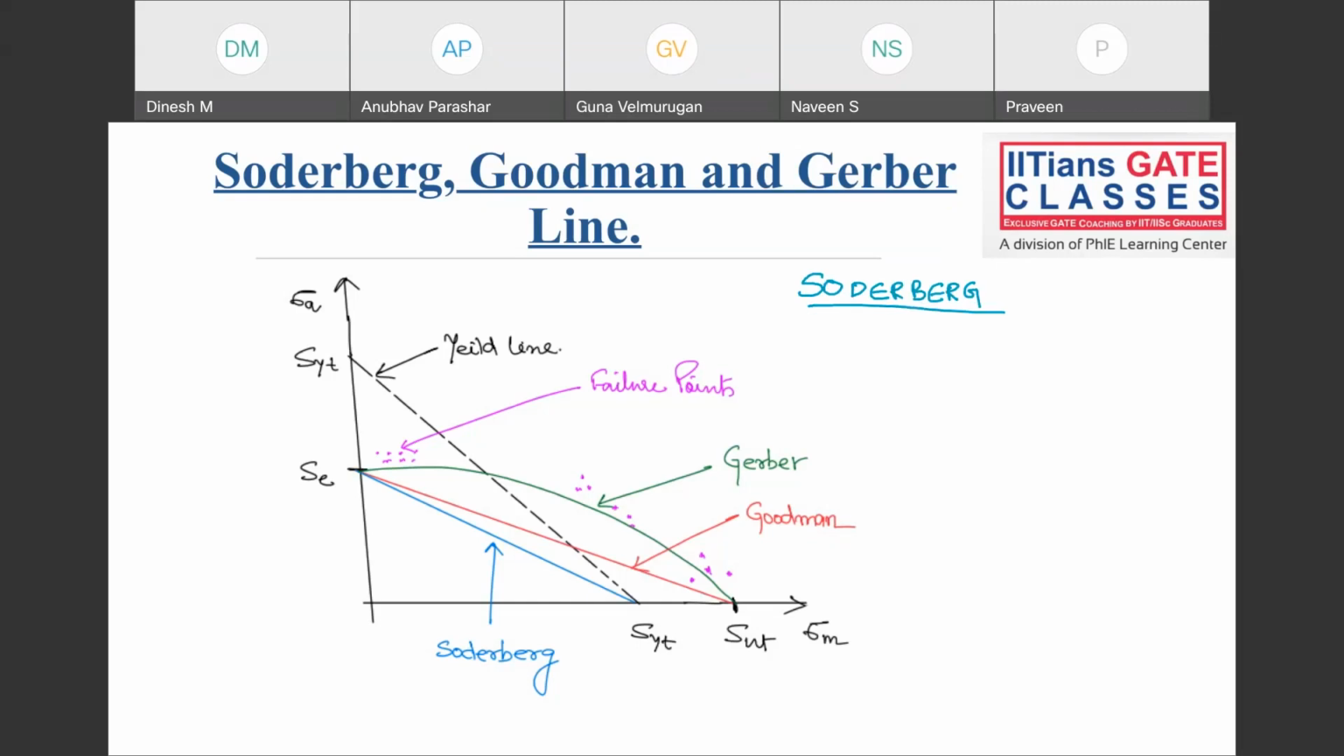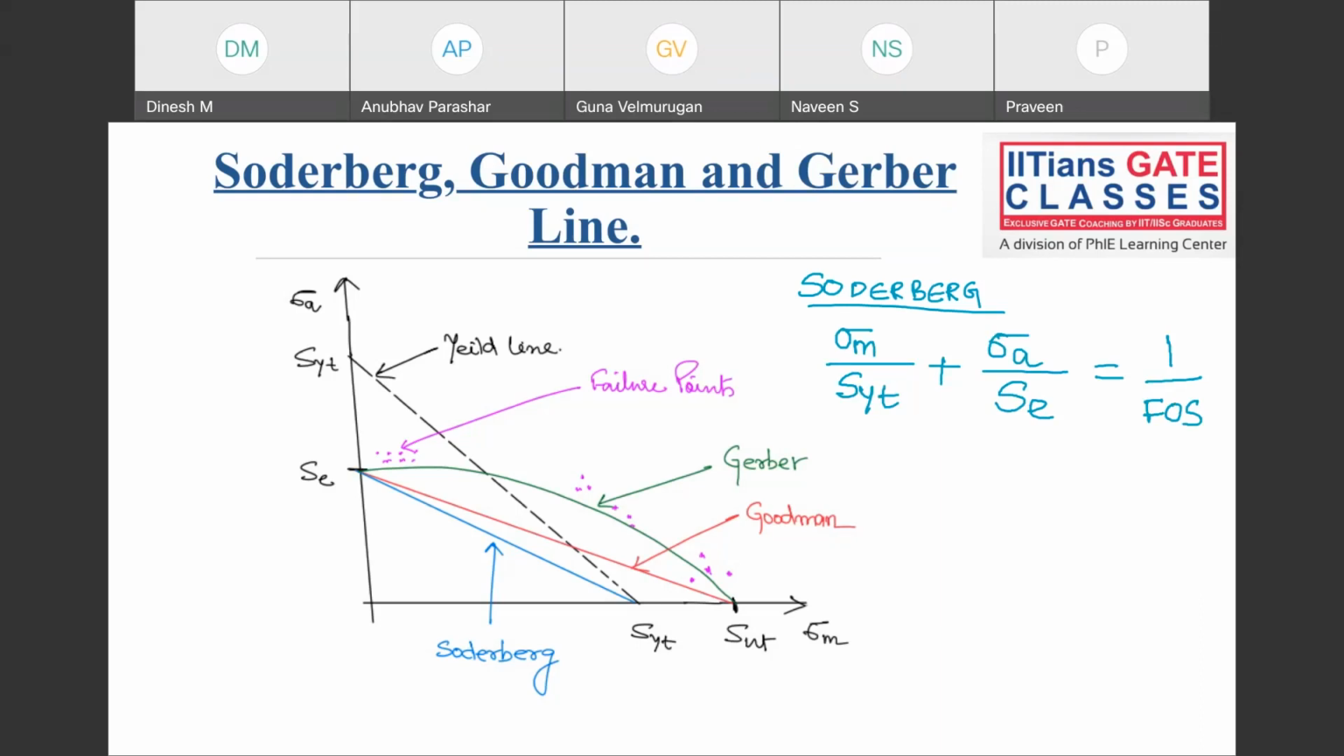If I'm talking about the Soderberg line, so this is sigma mean divided by SYT plus sigma amplitude, the stress amplitude, divided by endurance limit is equal to 1 divided by factor of safety.